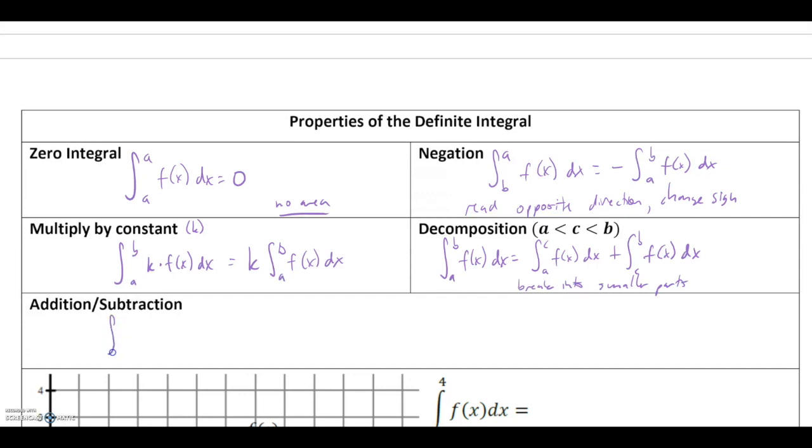And finally, the addition-subtraction property for the definite integral states that if we take the integral from a to b for a function f of x plus or minus a second function g of x with respect to x, we can break this into two smaller problems, which would be the integral from a to b of f of x on its own, plus or minus, matching the sign of the original problem, the integral from a to b for the g of x function with respect to x.